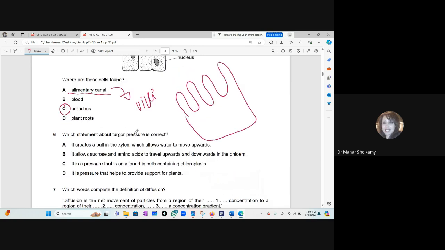Which statement about turgor pressure is correct? It creates a pull in the xylem which allows water to move upwards. It allows sucrose and amino acids to travel upwards and downwards in the phloem. It is a pressure that is only found in cells containing chloroplasts. It is a pressure that helps to provide support for plants. What is the answer for number 6? D. Yes, it provides support.